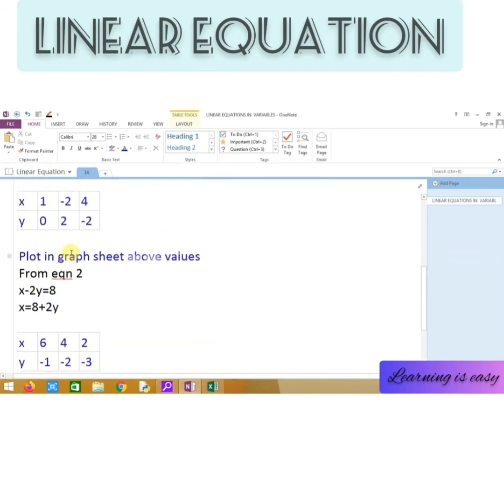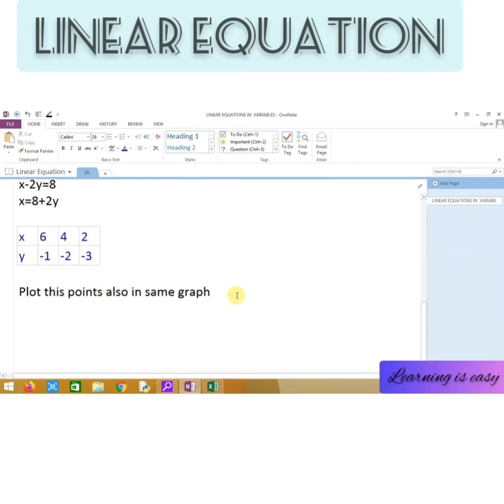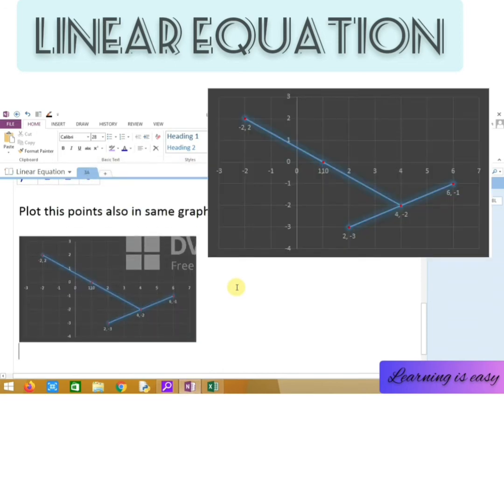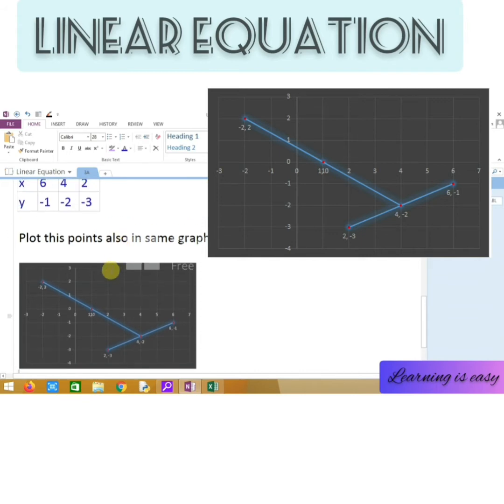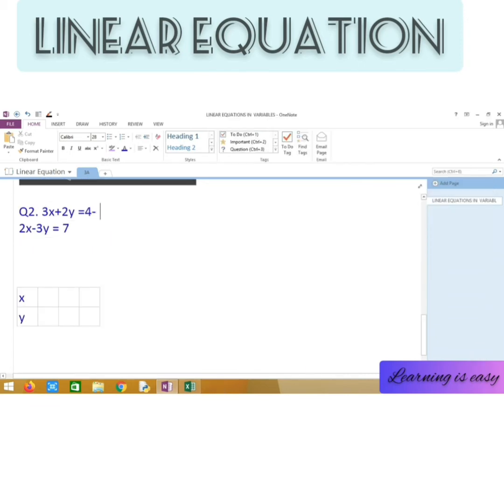And we can look for the solution. Where does it meet? So if you see this, it meets at 4 comma minus 2. So we can plot all the points and see where they make the solution, 4 comma minus 2.